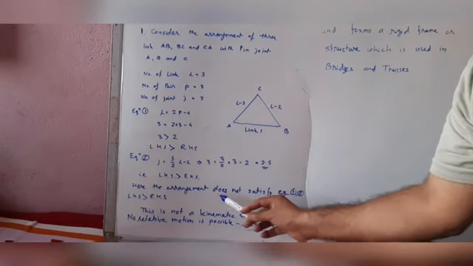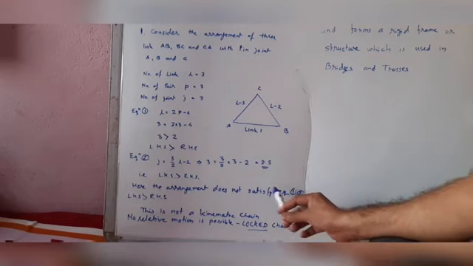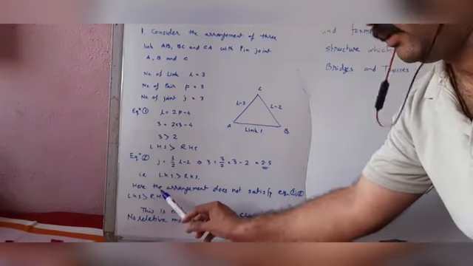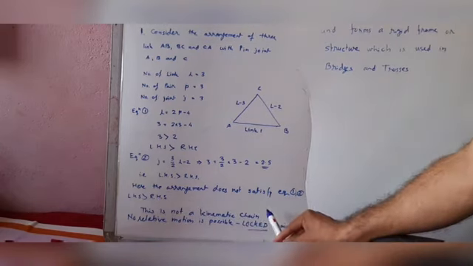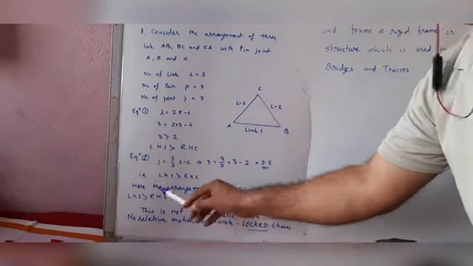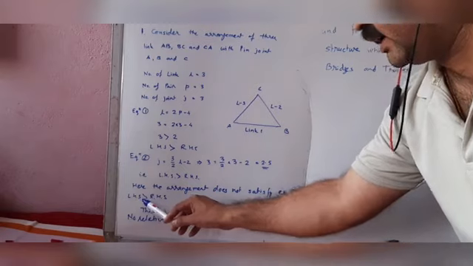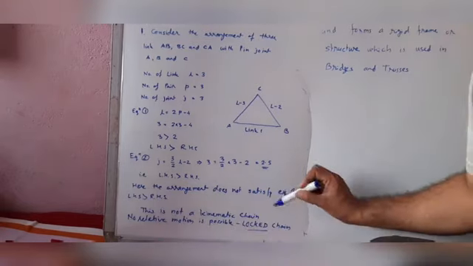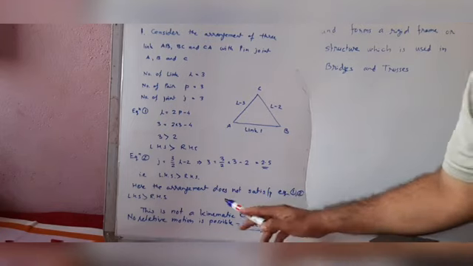Here the arrangement does not satisfy equation 1 or 2. The left hand side values are greater than the right hand side values. This is not a kinematic chain. If these are equal, then it will be a kinematic chain, but here the left hand side is greater than the right hand side, so this is not a kinematic chain.